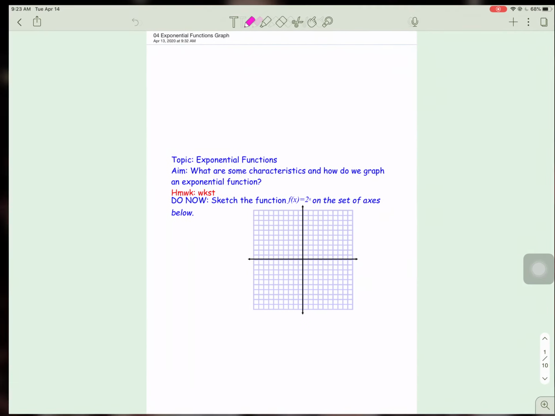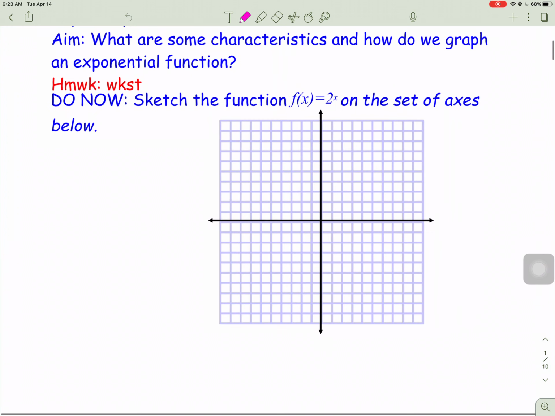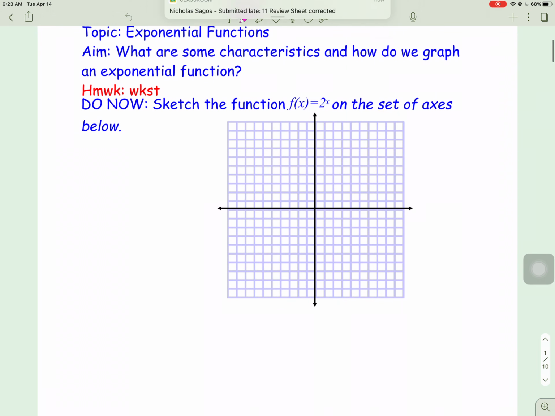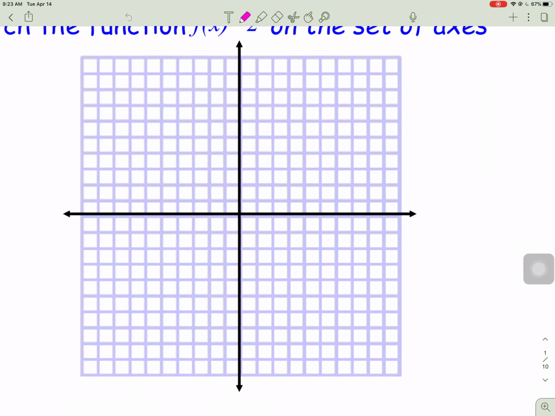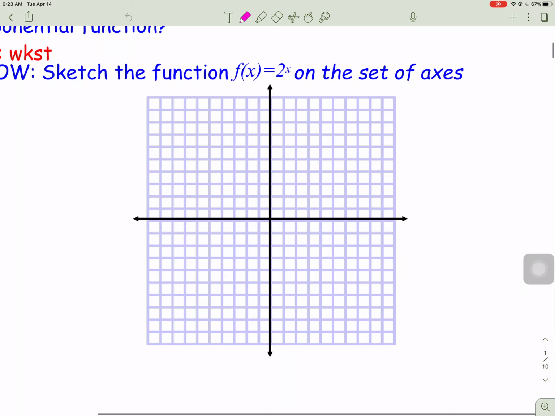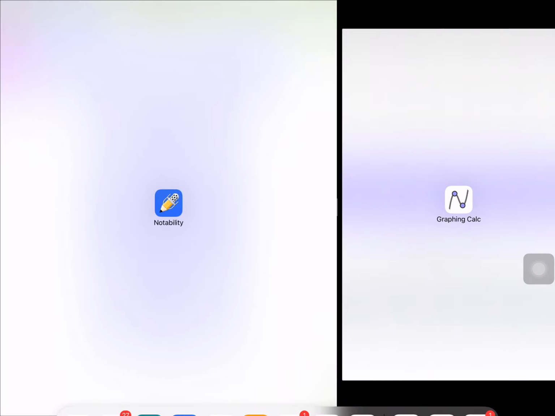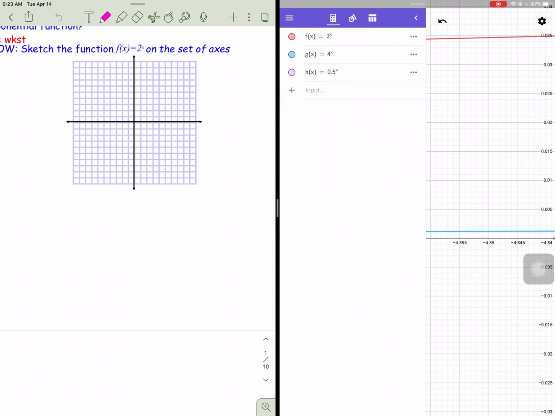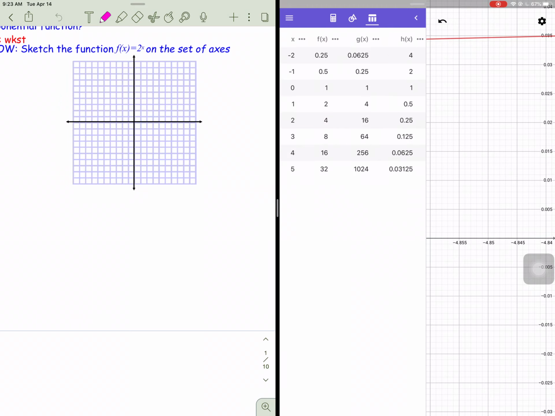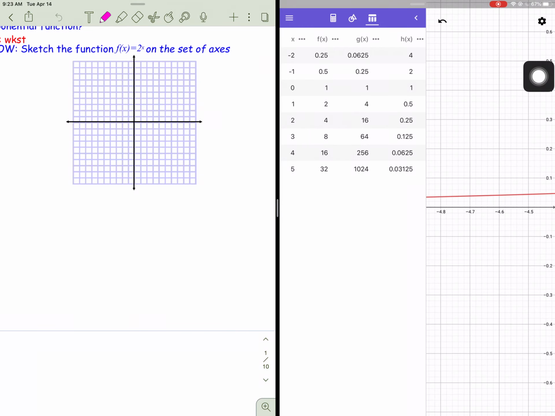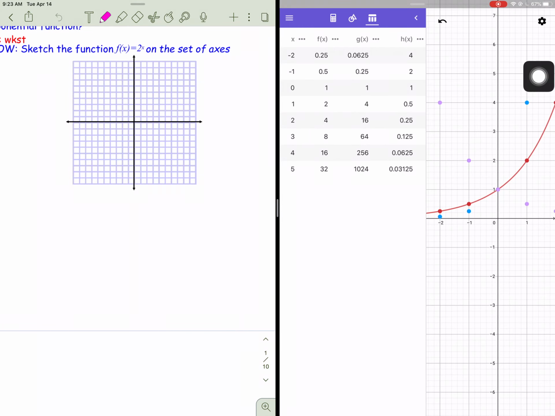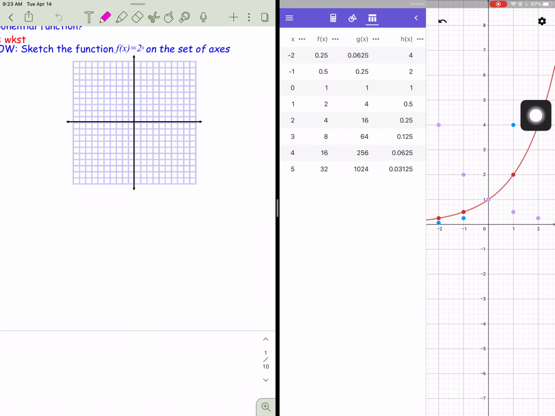So let's look at the lesson a little bit. Sketch the function 2 to the x on the set of axes. Now, you can just go to the calculator and use your table of values. We've actually done this already. I'm going to go back here. I'm going to only graph 2 to the x. I'm going to look at my table of values for f of x. It should look like this. The red one.